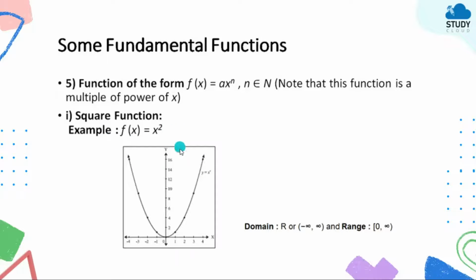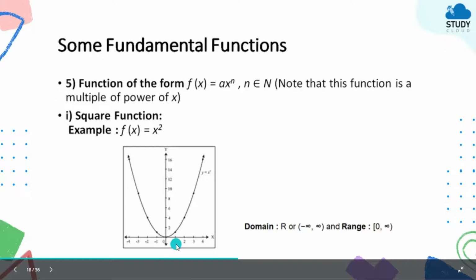For example, if we have x equal to 1, then x square will be equal to 1. So here x is 1, then y is equal to 1. If x is 2, then y will be 2 square is 4, 3 square is 9, and likewise. Okay, so when you join these points on the graph, you will get such a curve. Here the domain is minus infinity, comma infinity, and range is 0, comma infinity.